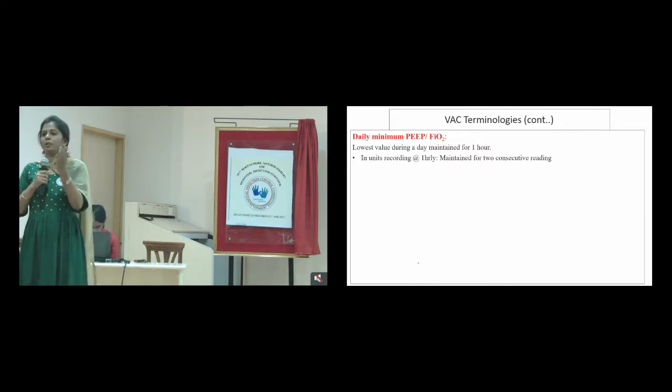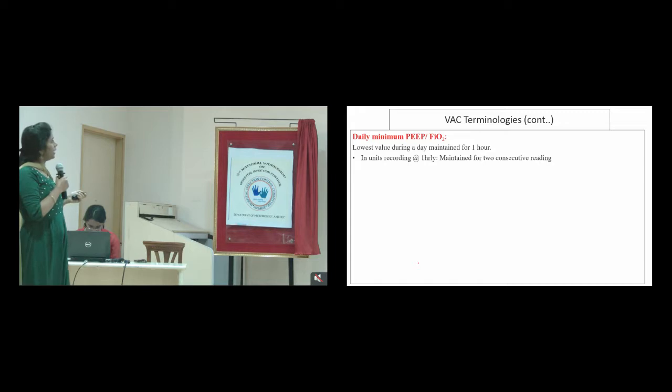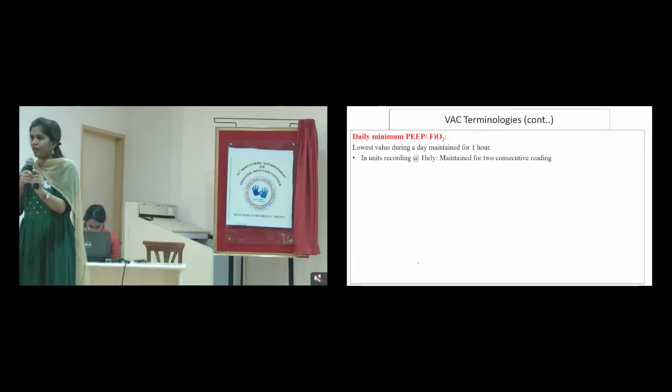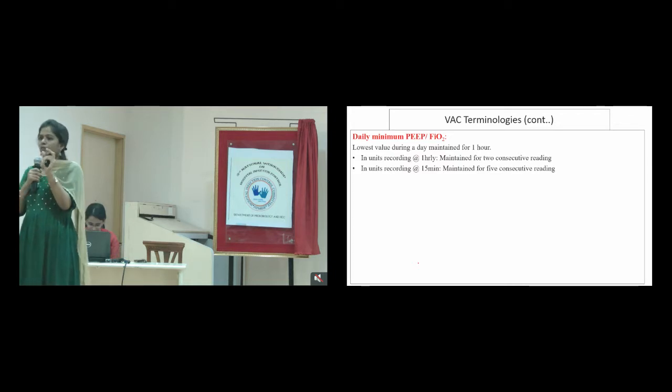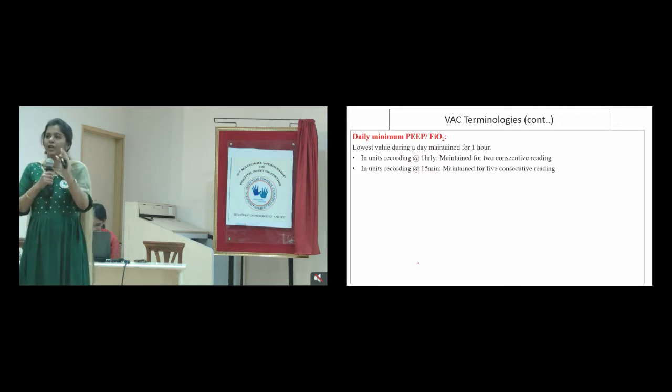Say suppose for a patient it is monitored every hour. 2 o'clock, 3 o'clock, 4 o'clock, 5 o'clock. Then how many readings should you have for your daily minimum? At least 2 readings. Understood the meaning of this? In units recording hourly, for you to tell that a value is present for 1 complete hour, you have to have 2 consecutive readings. Say suppose the recording is every 15 minutes. If you want to know that the value is maintained for 1 full hour, you should have 5 consecutive readings.